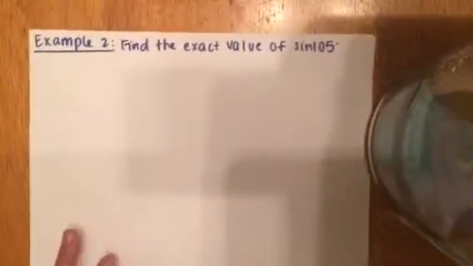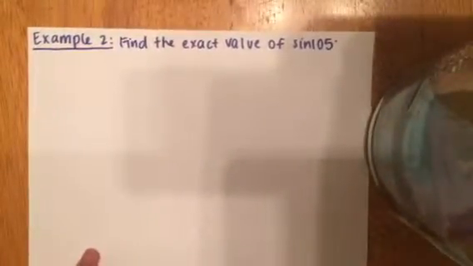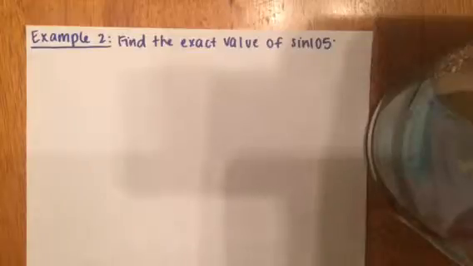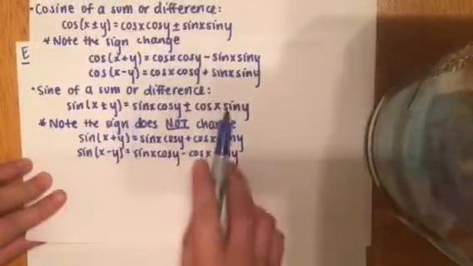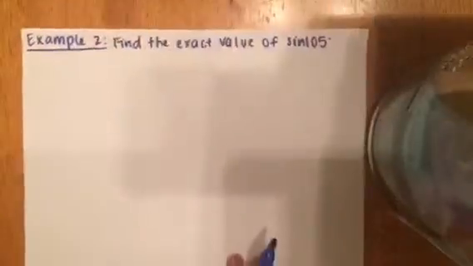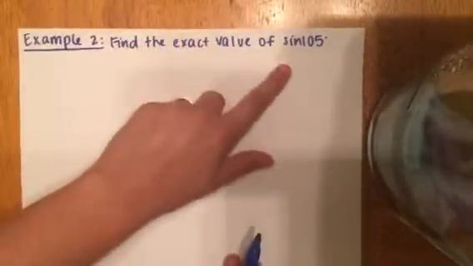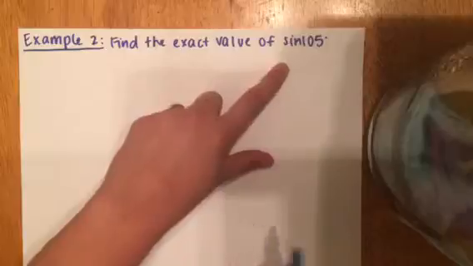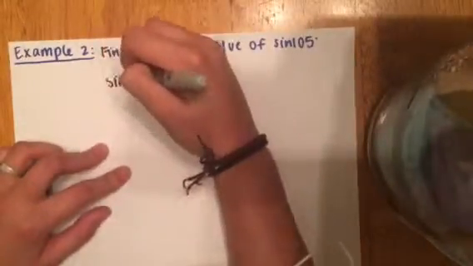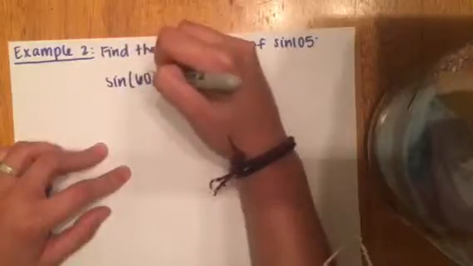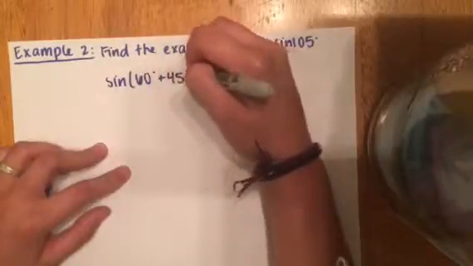Now we have a second example. In this example, we're using sine, and it says find the exact value of sine of 105 degrees. So this is another expanding and evaluating. Now we're going to use the formula for sine, and we're going to expand it to this right here. I'm going to add 2 values to get 105 degrees, and I'm going to use 60 and 45. So I'm going to have sine of 60 degrees plus 45 degrees.